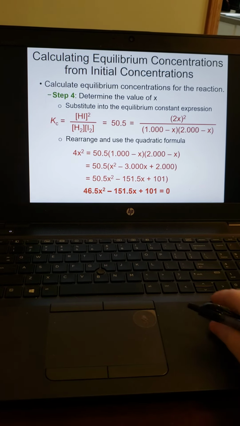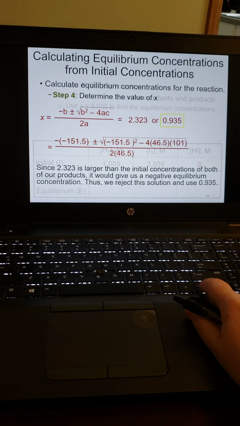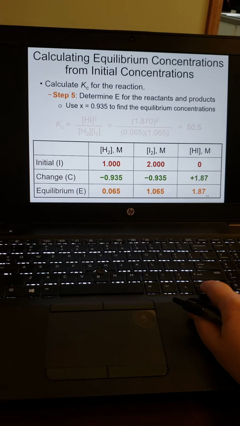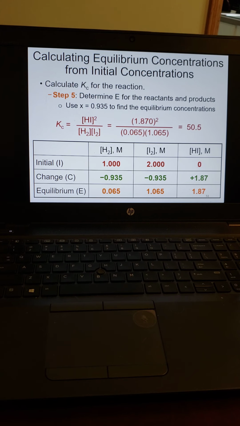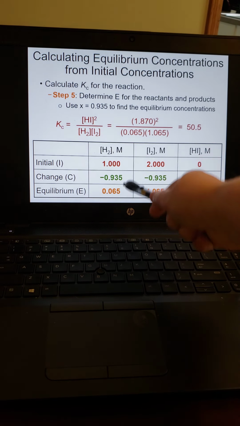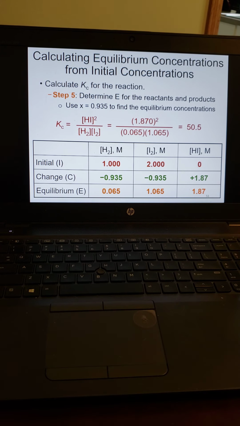So now, thinking about that, what was the value of k for this question? So I'm going to jump forward. The value of k for this question was 50.5. Now, k is relatively close to 1, but it is larger than 1, which means this is a product-favored equation, which means it is proceeding to the right. And this negative does make a substantial difference against the initial concentration.